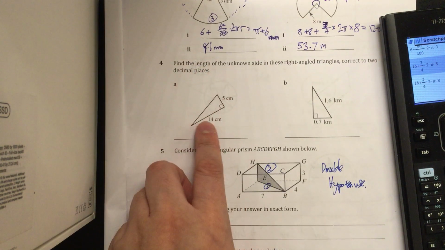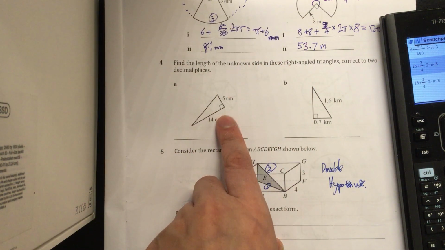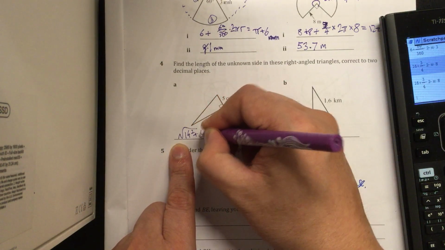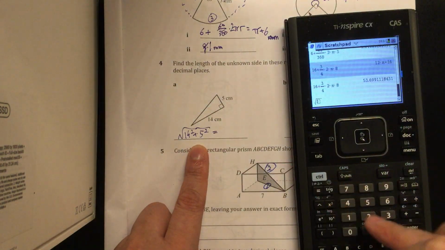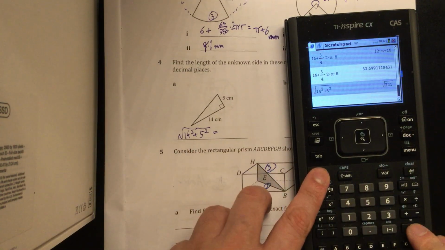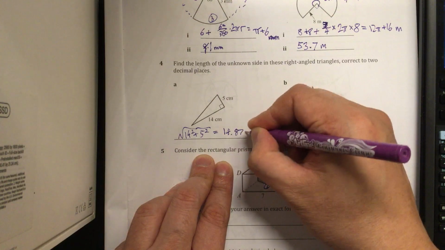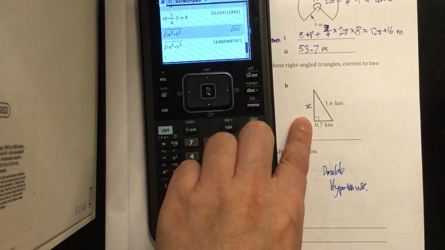Find the length of the unknown side of these right angle triangles. Oh, well, look, this one here, square root of 14 squared plus, to 2 decimal spots. Nice and easy. Square root of 14 squared plus 5 squared. Boom. That would be 14.87 cm.